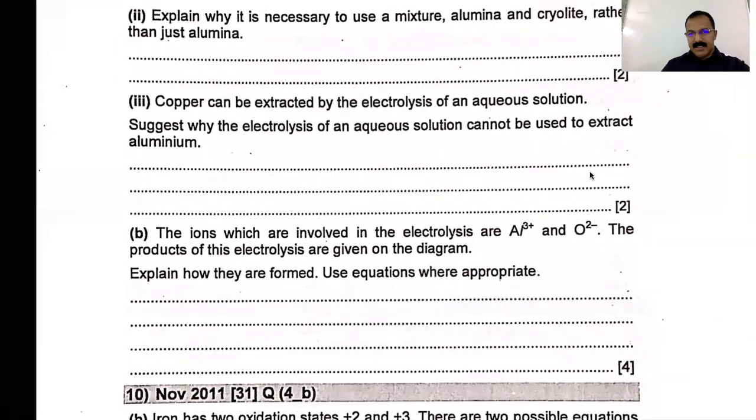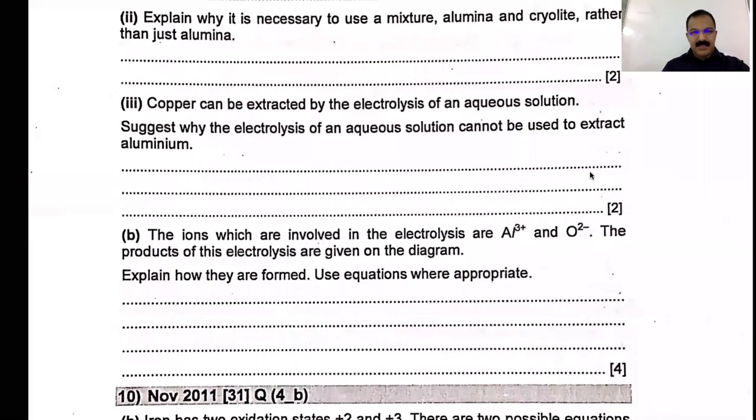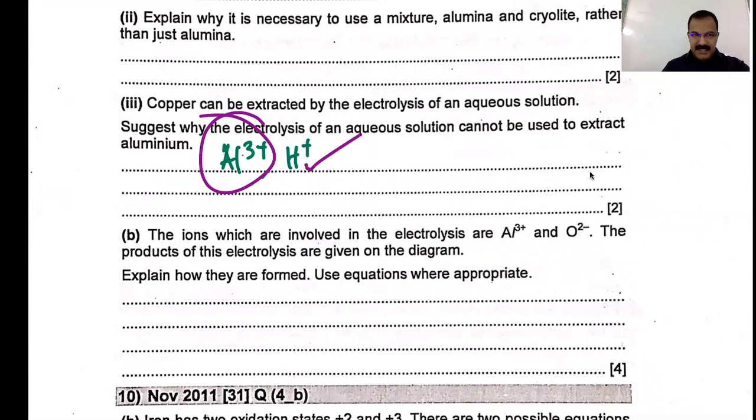Copper can be extracted by the electrolysis of an aqueous solution. Suggest why the electrolysis of aqueous solution cannot be used to extract aluminum. This question we have already explained. An aluminum aqueous solution contains these two ions, Al3 plus and H plus, and Al3 plus being very reactive will stay in solution, and H plus undergoes reduction. Whereas from a solution containing copper 2 plus and H plus, copper 2 plus will undergo reduction and H plus will remain.